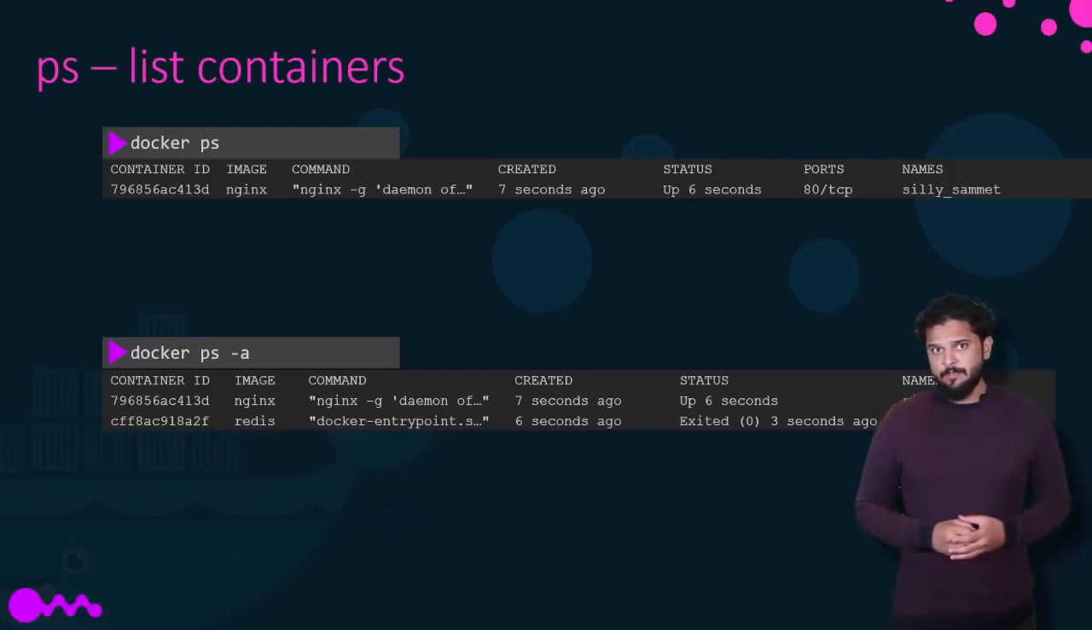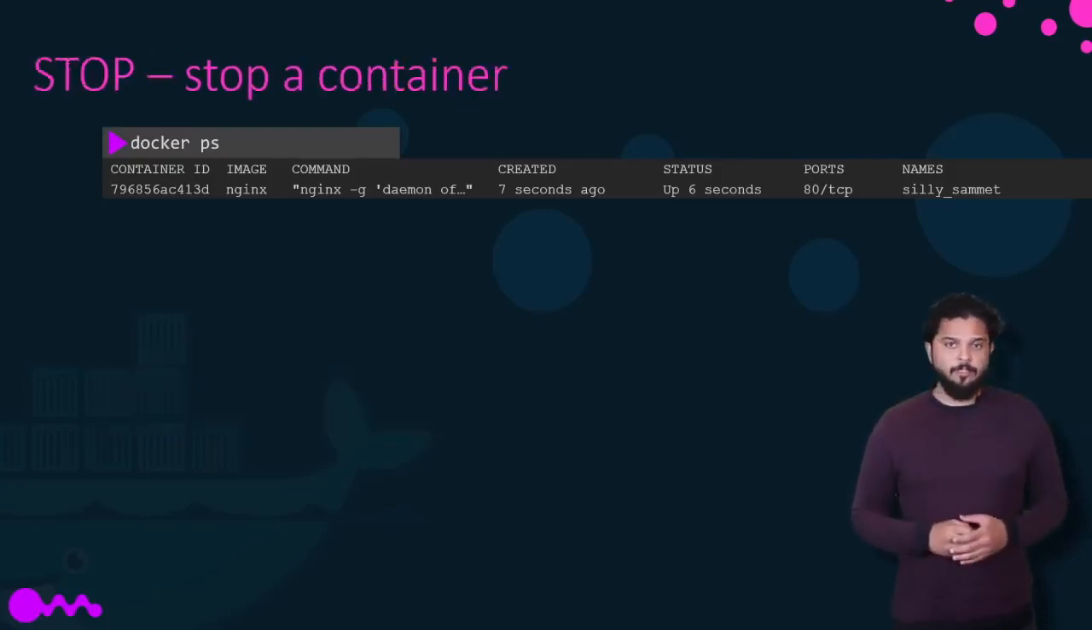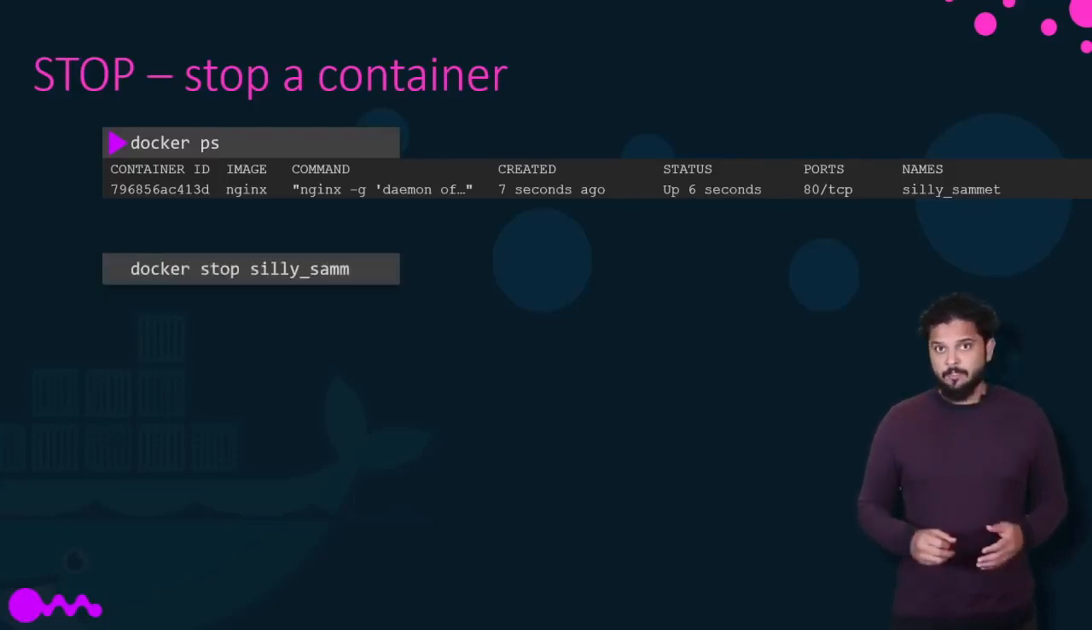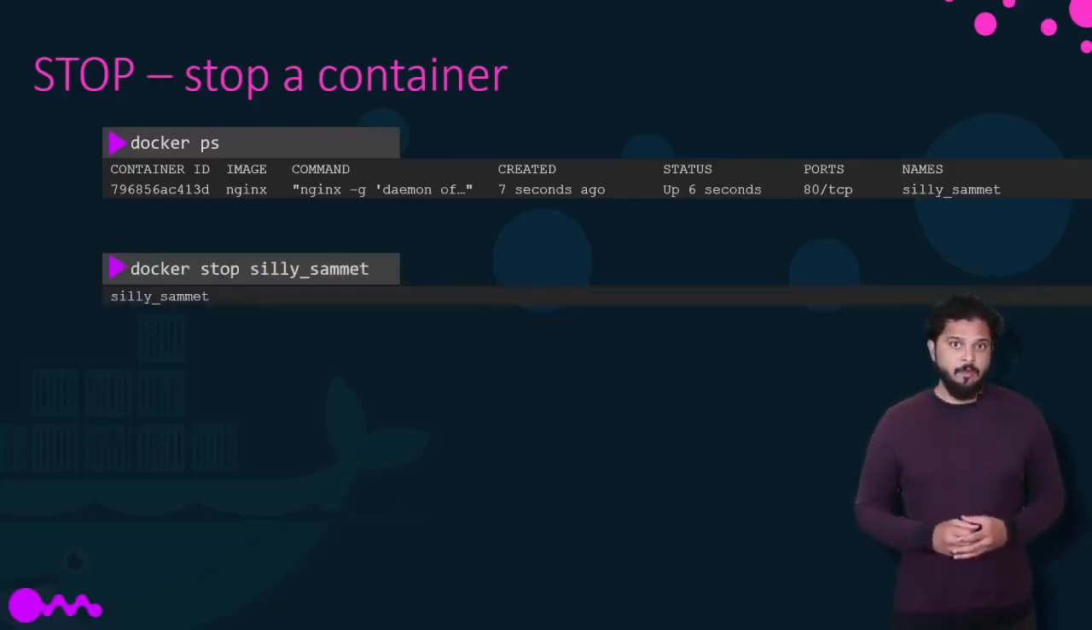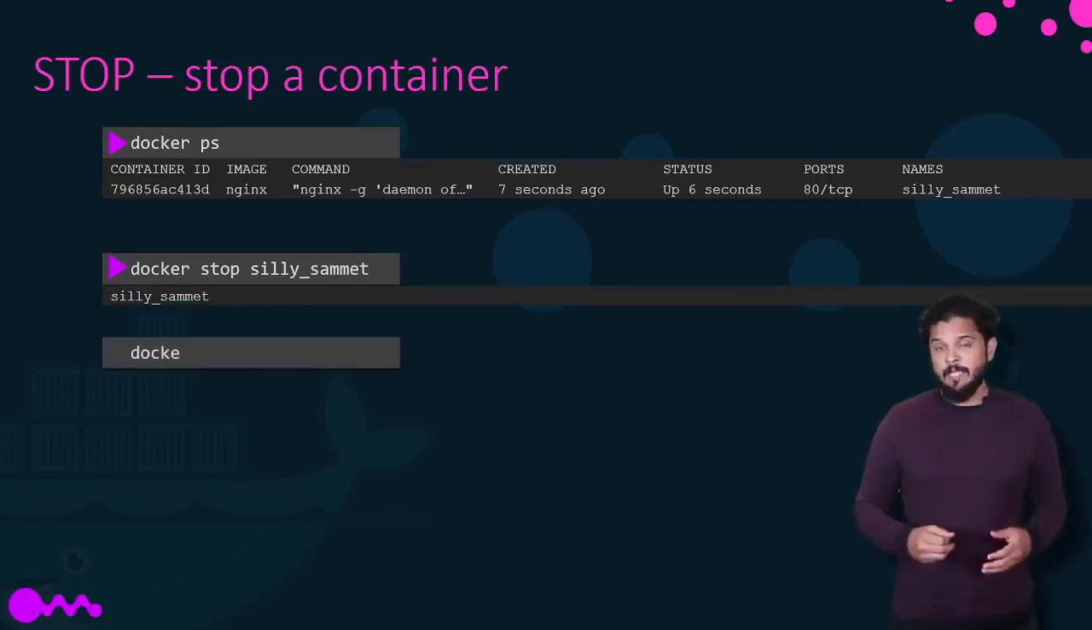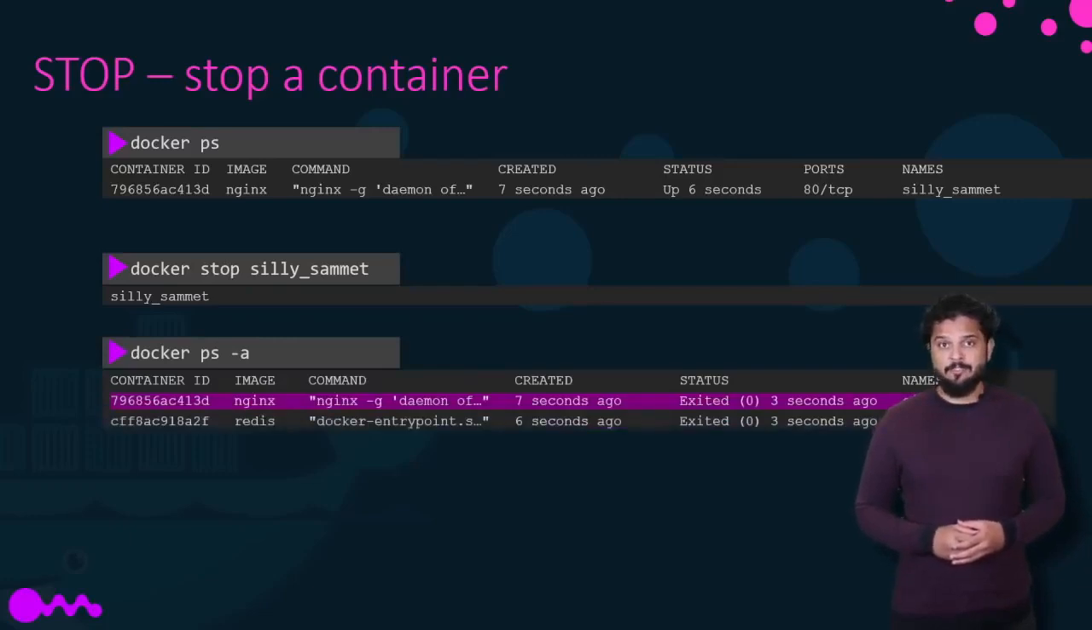To stop a running container, use the docker stop command, but you must provide either the container ID or the container name in the stop command. If you're not sure of the name, run the docker ps command to get it. On success, you will see the name printed out, and running docker ps again will show no running containers. Running docker ps -a, however, shows the container silly_samet and that it is in an exited state a few seconds ago. Now, what if we don't want this container lying around consuming space? What if we want to get rid of it for good?